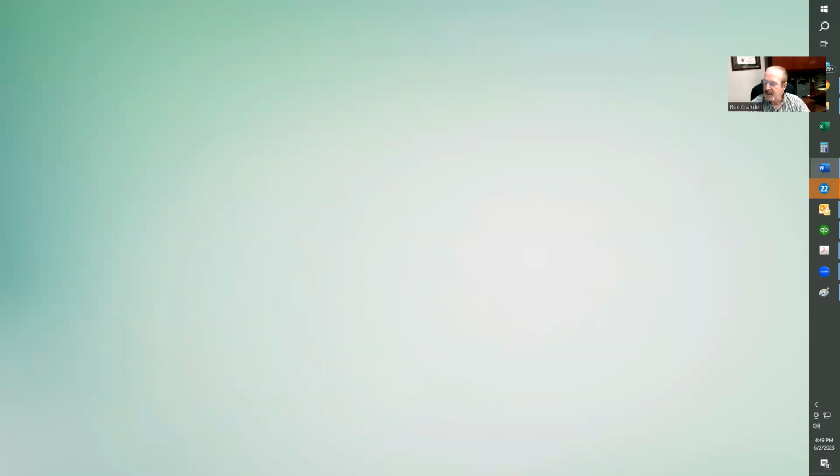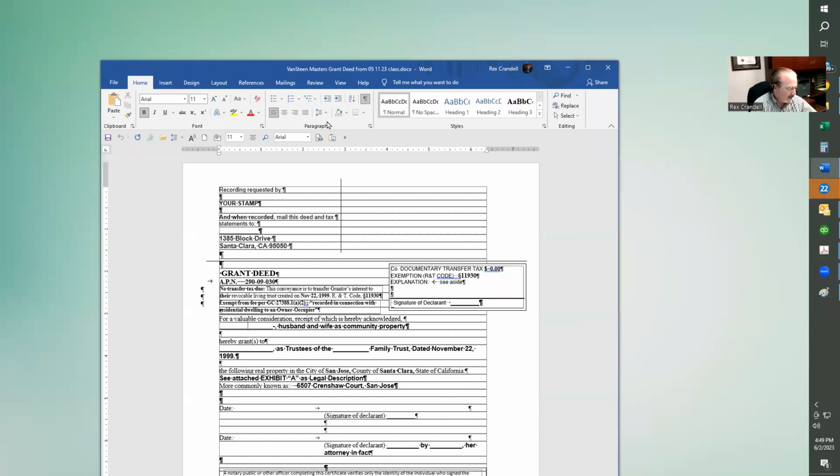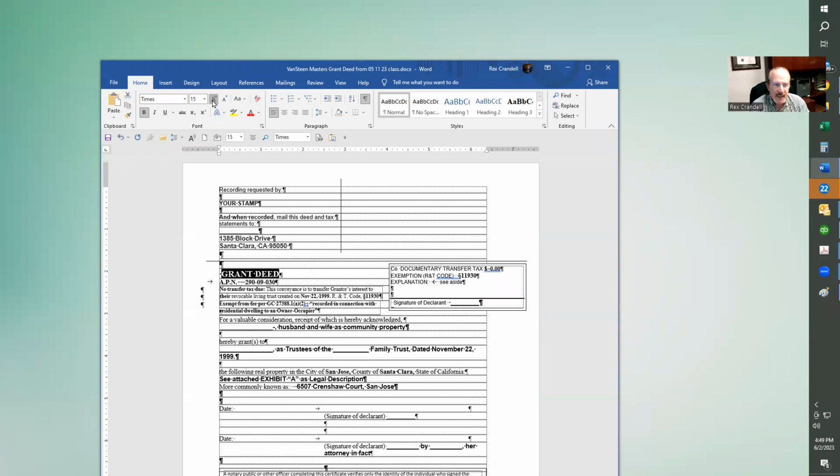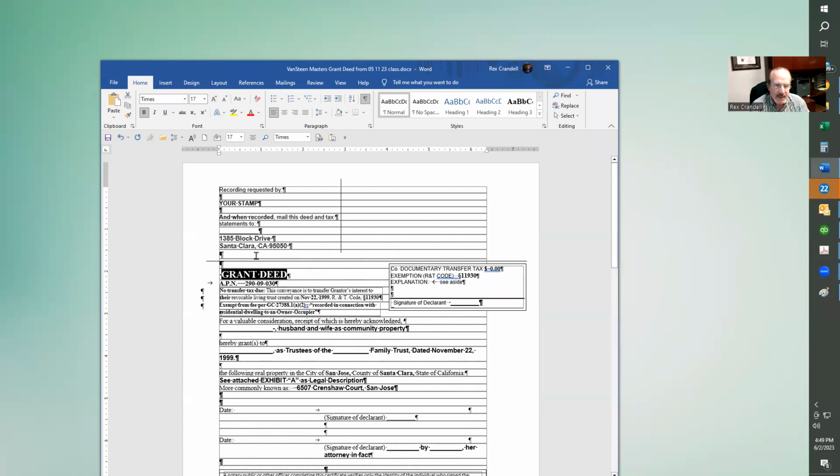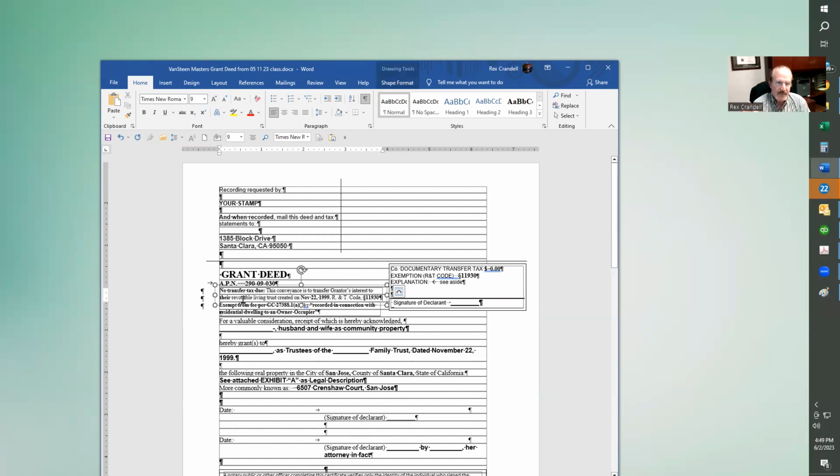One of the most common deeds is a grant deed. I normally use grant deeds. Everybody wants a quitclaim. I don't use them that much, don't like them, because there's no warranties of title. If you use a grant deed, you're telling the recipient and the world, I own this. I'm saying that I'm the only owner, I have the right to transfer, and that there's a guarantee of title.